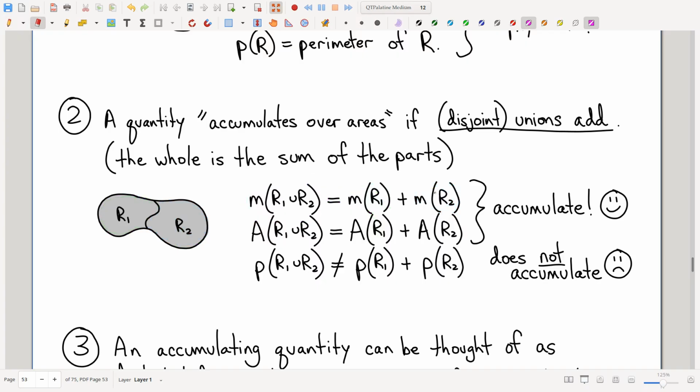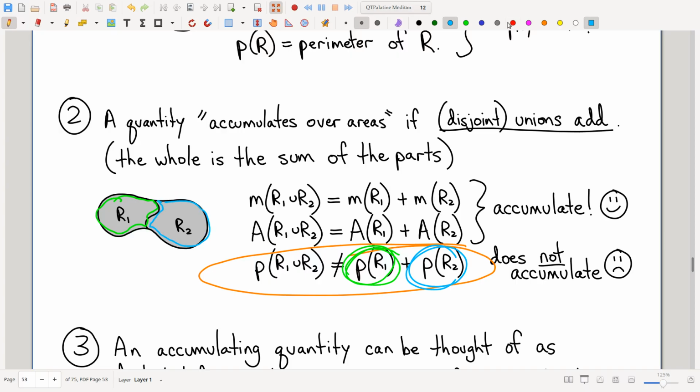There are a lot of great accumulating quantities, but not perimeter. Perimeter doesn't work because the perimeter of the left region and the perimeter of the right region simply do not give you the perimeter of the union. There's all this extra stuff in there, on the shared border. There is more perimeter on the individual parts than there is perimeter for the whole. So it's very important to realize that not everything is an accumulating quantity.